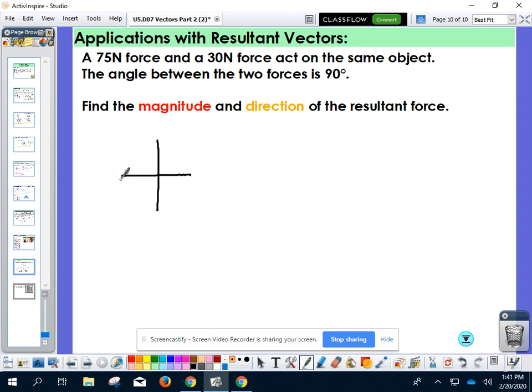So we're going to start by drawing a coordinate plane, and we know that the two forces, I'm going to start this one and label this as the 75 Newton force. And our second force is 30 newtons, and it tells me the angle between them is 90 degrees. So the resultant force would be the distance from the origin to where that second vector terminates. And we need to find the length of that vector, which is the magnitude.